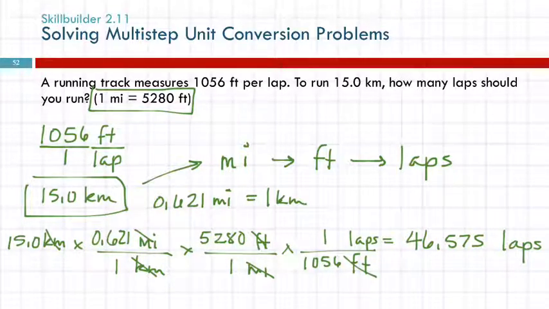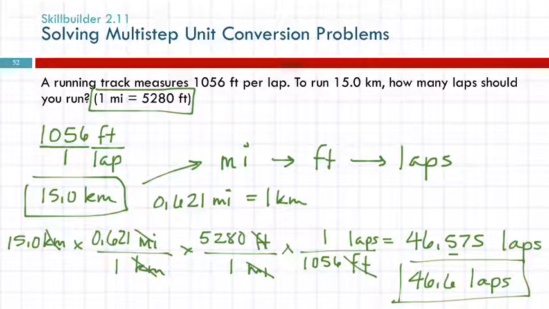Now, sig figs. This is exact, so we don't have to think about that. Is this one exact? Well, it's saying that exactly one lap is 1,056 feet, but feet is measured. So the 1,056 is not exact. So this would be 4 sig figs. But then this one's even fewer. This is 3 sig figs, and that's 3. So our answer should have 3. So 46.6 laps.